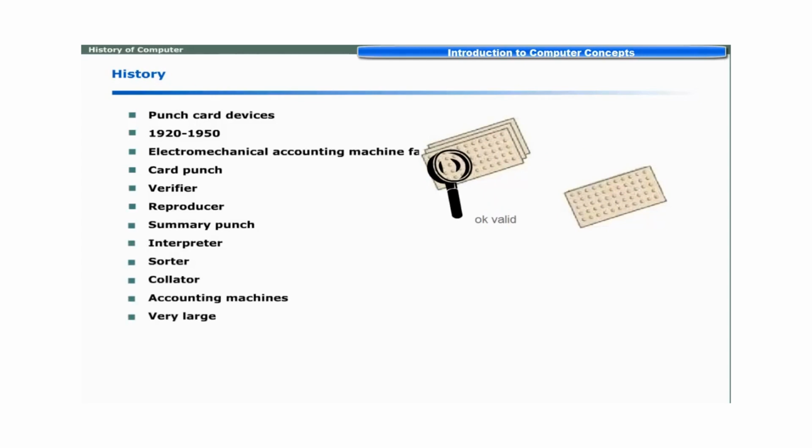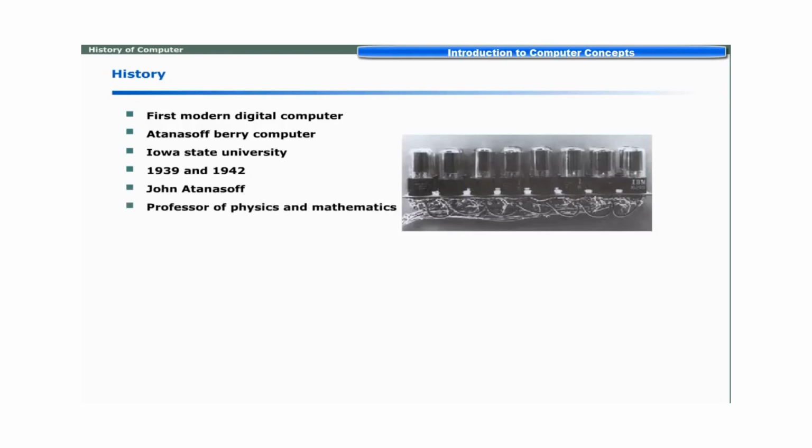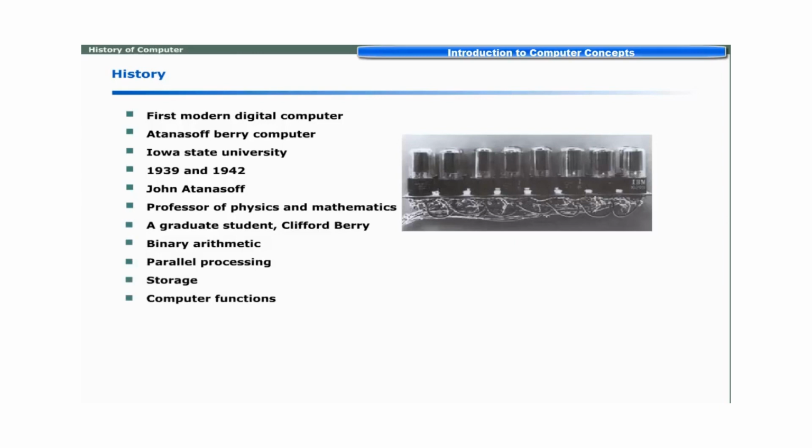These machines were very large, heavy, and required physical labor to operate. The first modern digital computer, the Atanasoff-Berry computer, was built on the Iowa State University campus between 1939 and 1942. The development team was led by John Atanasoff, professor of physics and mathematics, and a graduate student, Clifford Berry. This machine included many features like binary arithmetic, parallel processing, storage, and computer functions. It weighed about 750 pounds and could store about 3,000 bits of data.